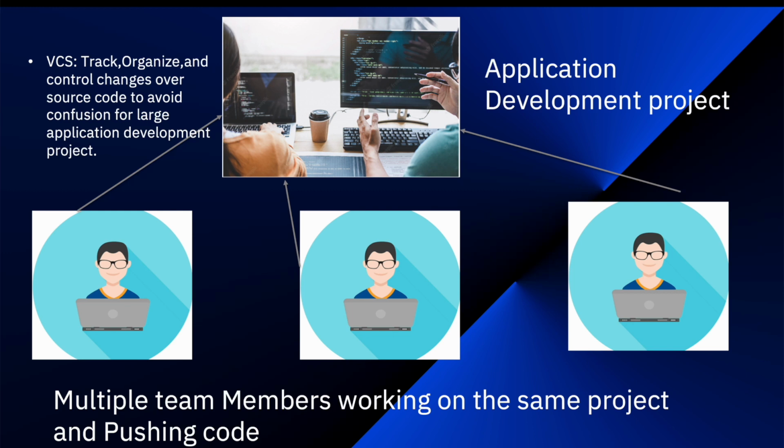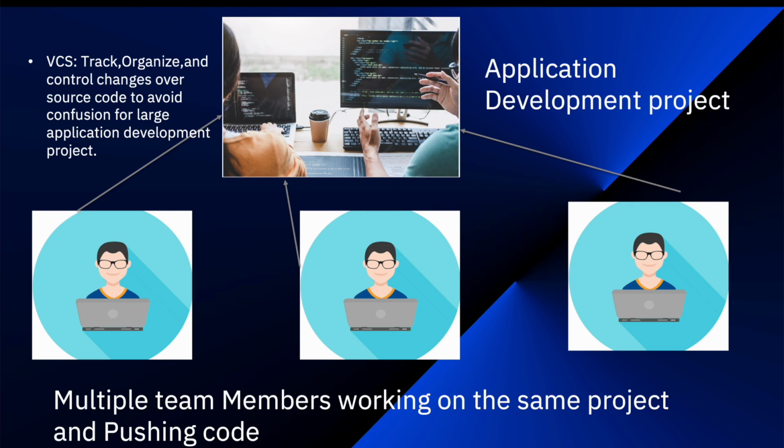Git is an open source distributed version control system, which makes it easy to track, organize, and control changes over the source code to avoid confusion for large application development projects. Git allows multiple team members to work on the same project and push code at the same time.